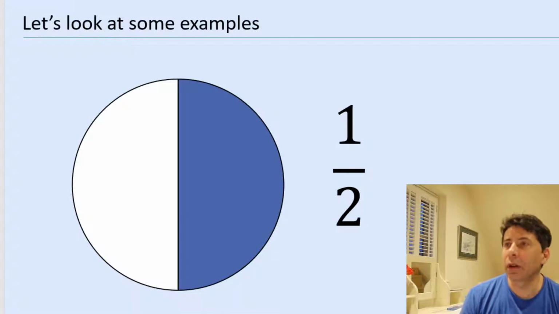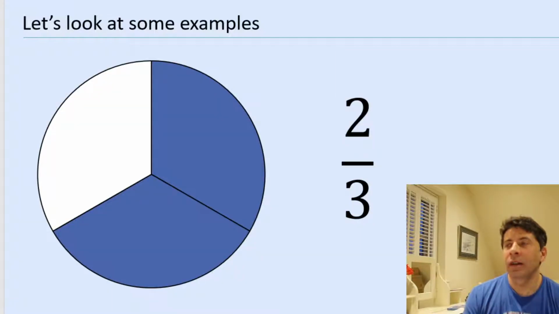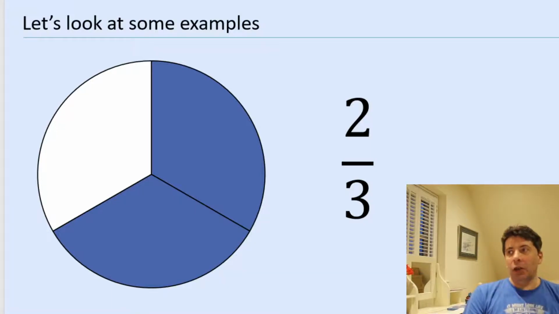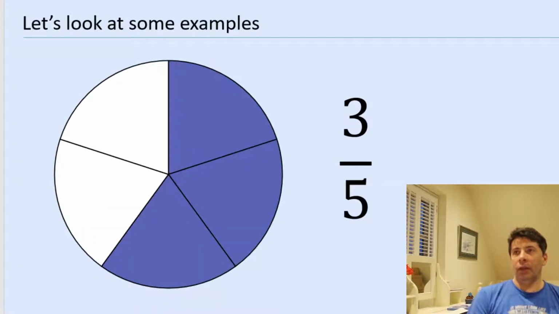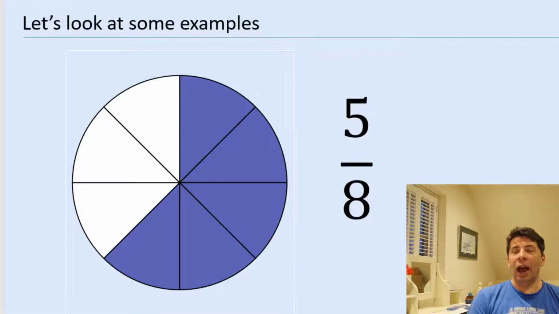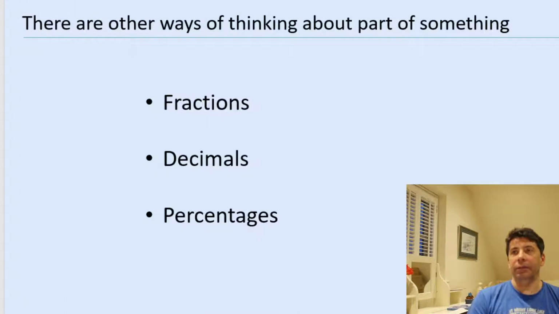So let's look at some examples. A half, we've broken it into 2 pieces. We've taken 1 of them, that's 1/2. 2/3, we've broken the thing into 3 pieces. We're taking 2 of them, that's 2/3. We break it into 5 pieces and take 3 of them, that's 3/5. Looks a bit bigger than a half, doesn't it? And then here's 5/8. 5 pieces out of 8.